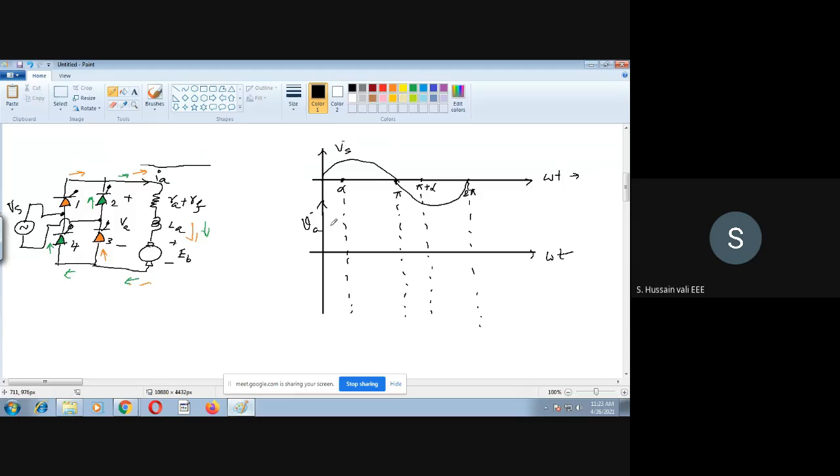So first, at pi plus alpha, thyristors 1 and 3 will conduct. When 1 and 3 are conducting, I have shown you that here. So I will add alpha here. Alpha less than or equal to omega t less than or equal to some value, in that case Va is equal to Vs. So I will draw that waveform here. Va is equal to Vs.